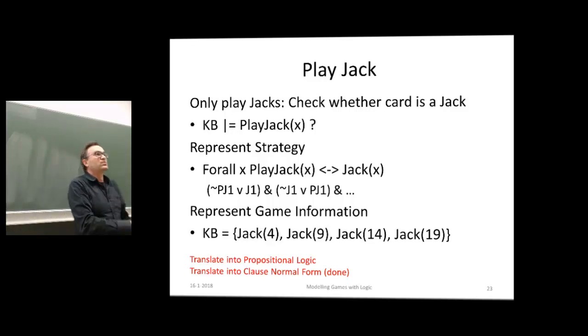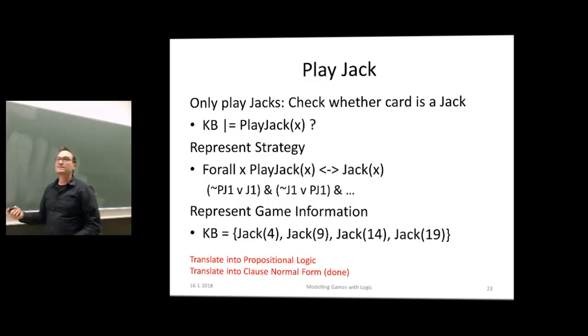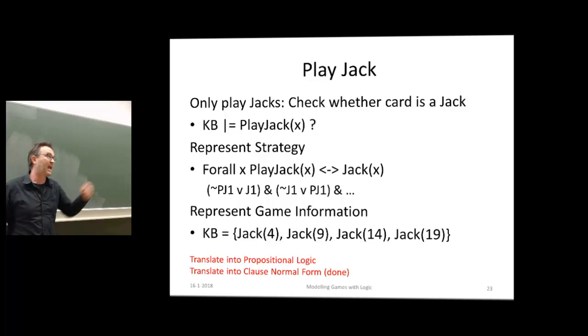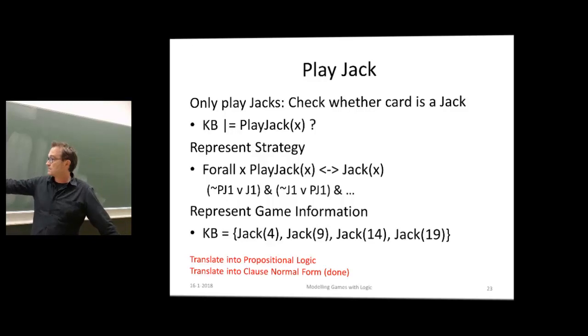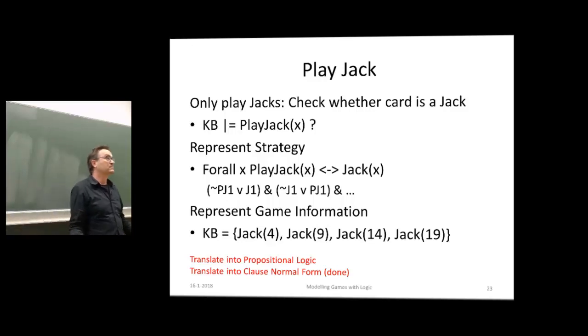And basically what I do is I do it now the other way around. I assign the values to each of the identifiers of the cards in the game from the game engine. So I tell my logical knowledge base that if I encounter the card with the index 4, it's a jack. And the card with the number 9 is a jack, card with index 14 is a jack, and 19 is a jack. So this is the information about the game.